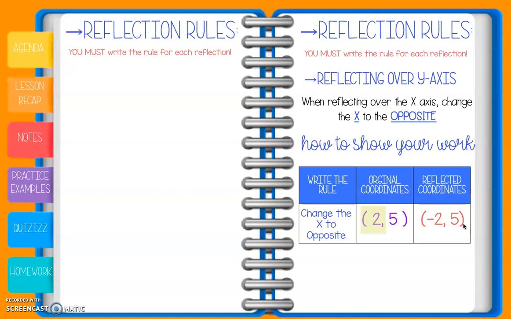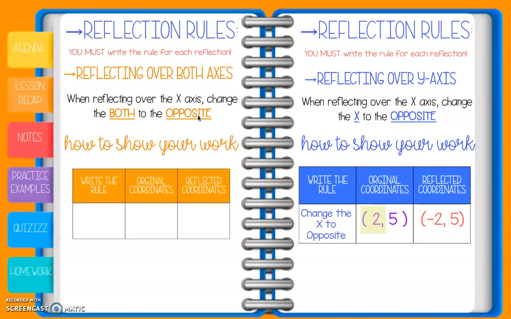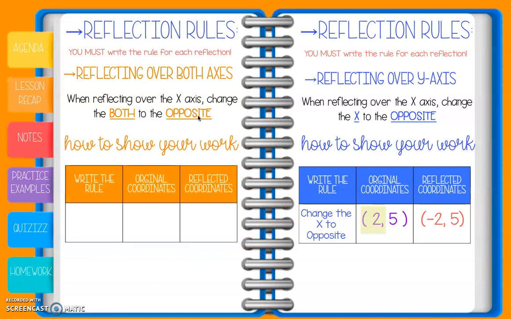And then lastly, if we're reflecting over both axes, and a bunch of you guys guessed the rule in class, we're going to change both to their opposites. Again, showing my work is easy. I'm going to write the rule, write my original coordinates, then write my reflected coordinates. So let's say that our original coordinates are (1, -9).